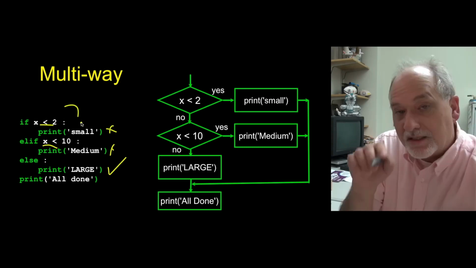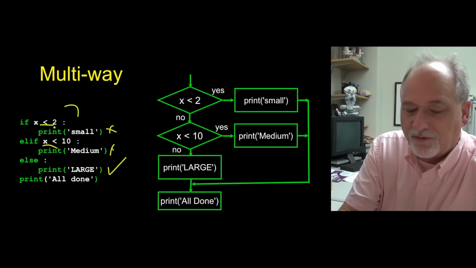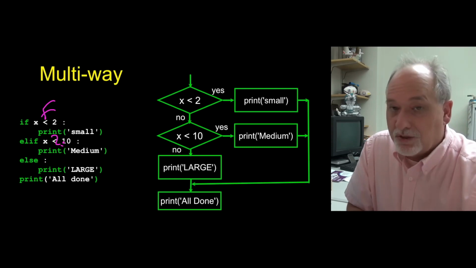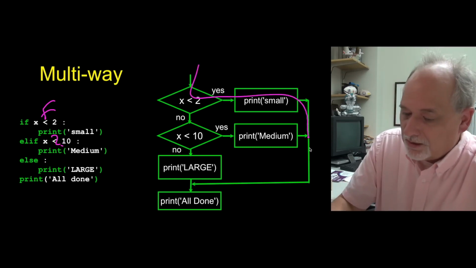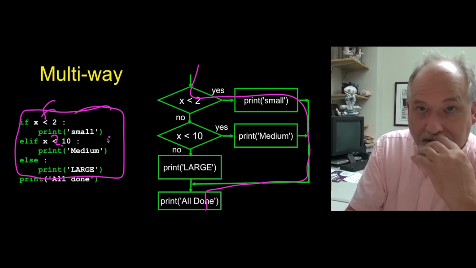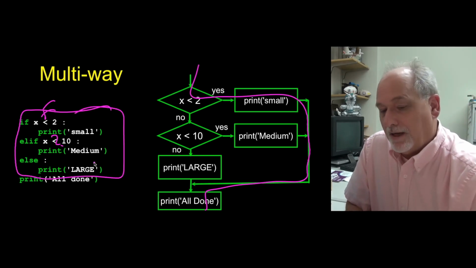The important thing is it checks these questions in order. It doesn't check the second question until it knows the first question is false. So if the first question is true, you're done with the whole block at that point. So only one of these three is going to execute in that block.